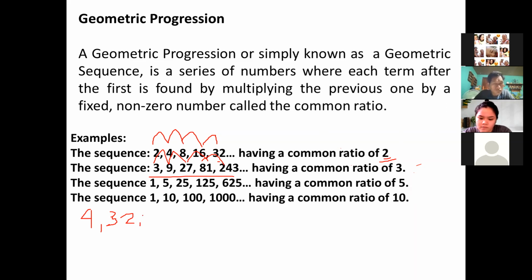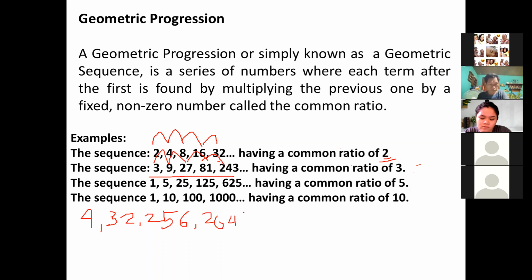256 ba yan? 256 po. 256. And then, i-multiply mo uli ng 8. Tapos, 2048 po siya. 2048.